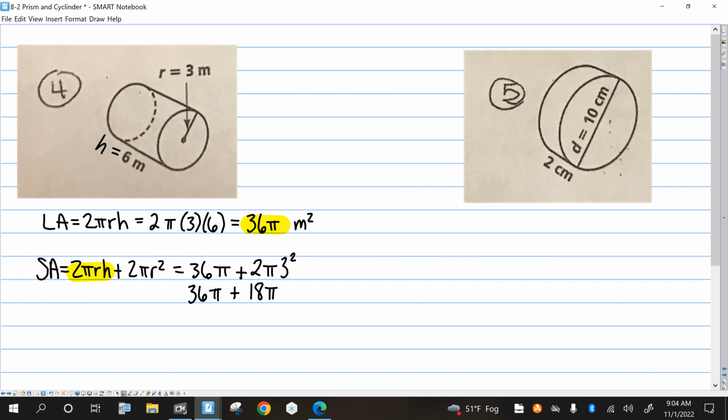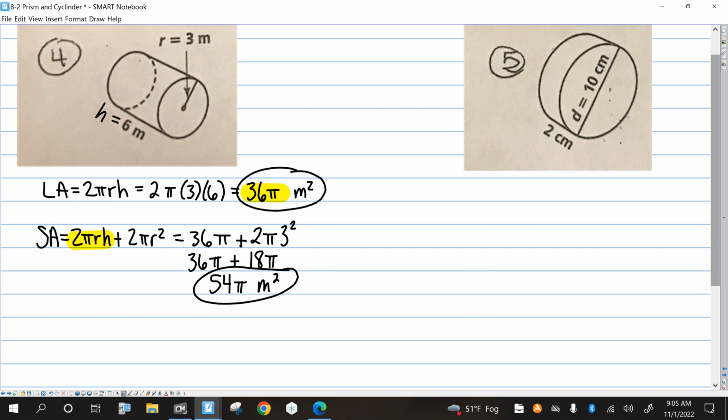Sure, yeah, you can rearrange the numbers. It doesn't matter. So basically what I say is ignore the pi and do everything else. Okay? So 3 squared is 9. 9 times 2 is 18. What's 36 and 18? 54. Don't forget to keep what with it? Pi, and then meters squared. So there's my surface area.